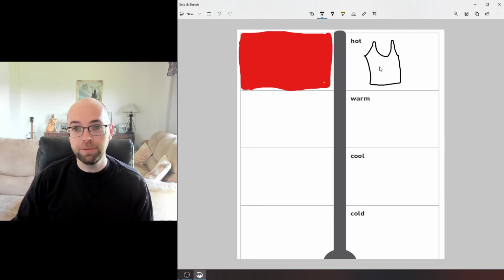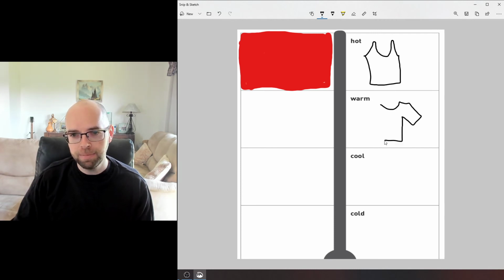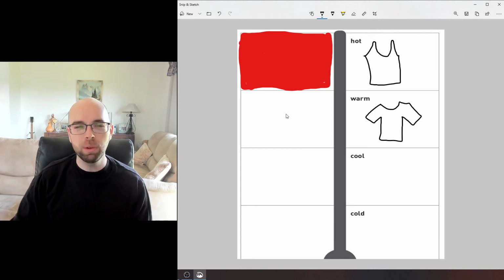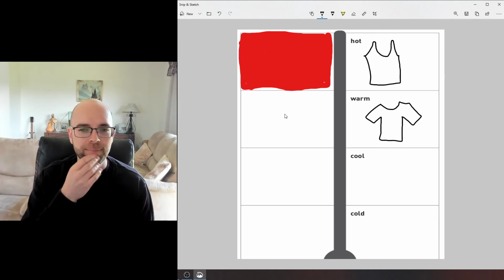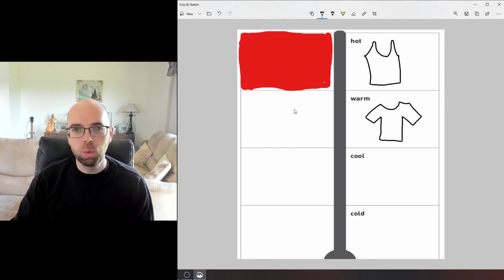But then, after you've done for a hot day, what would you wear on a day that's just nice and warm? On a nice warm day, I would just wear a t-shirt. Okay, so I'm going to put a t-shirt there. There we go. And then I have to think of a warm color. What color would be warm? Good question. I think a warm color, maybe orange? But then I'm going to let you do the rest of this on your own.